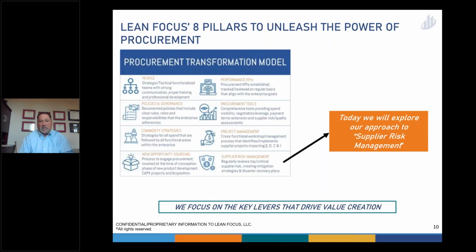So let me talk a little bit more about our procurement transformation model. We focus on 8 pillars within procurement to help companies improve the importance of procurement and the value that it can add. And these 8 include people, policies and governance, commodity strategies, new opportunity sourcing or new product sourcing, performance KPIs, procurement tools, project management, and what we're going to talk a lot about today is supplier risk management. And the key here is we really focus on the levers that drive value creation.